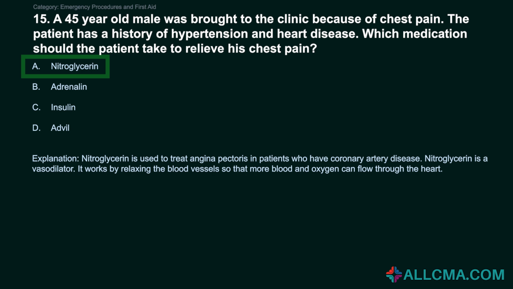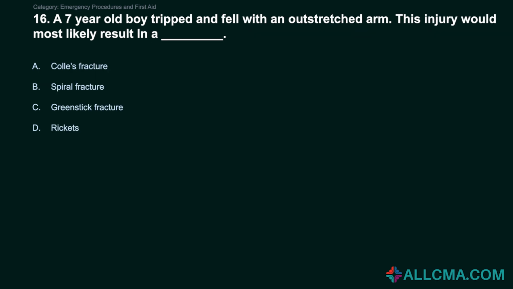Nitroglycerin is used to treat angina pectoris in patients who have coronary artery disease. Nitroglycerin is a vasodilator. It works by relaxing the blood vessels so that more blood and oxygen can flow through the heart. 16. A 7-year-old boy tripped and fell with an outstretched arm.